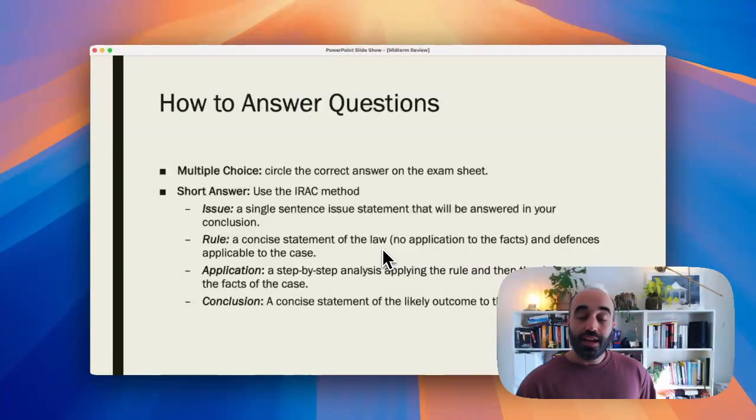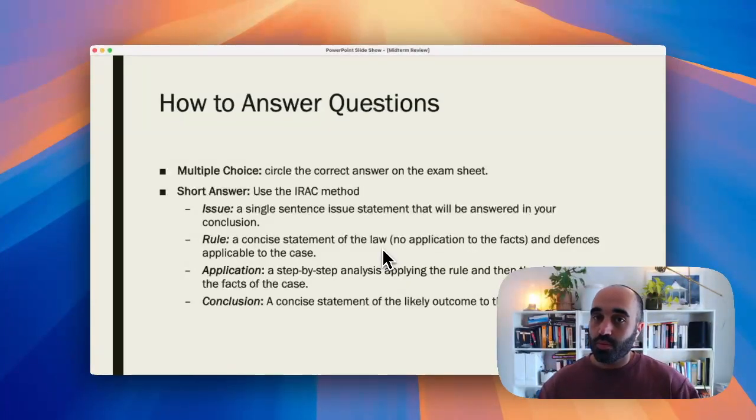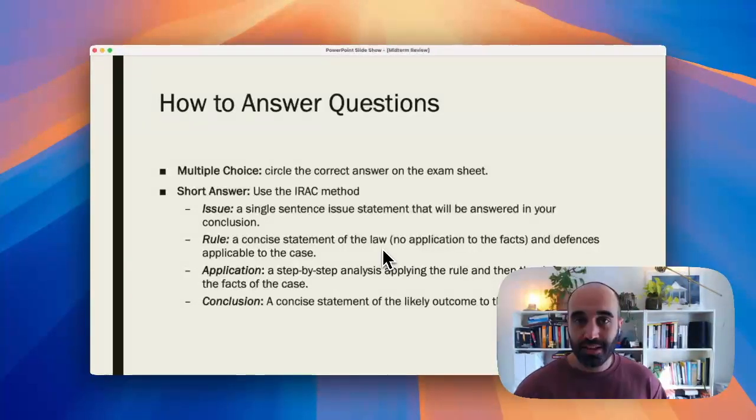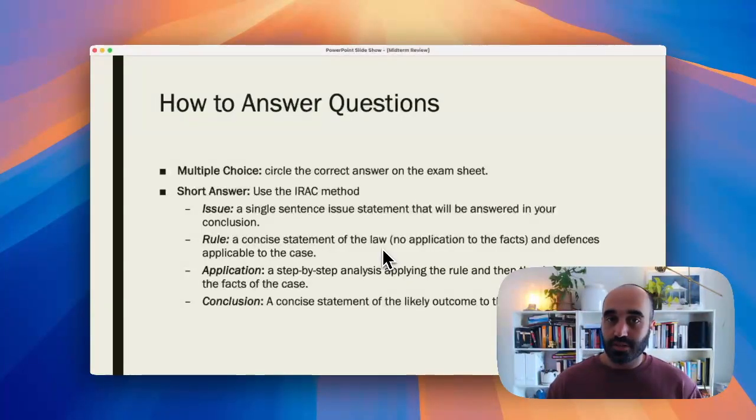The next section is application. In the application section, this is where you go step by step through the rule that you just told me, and you apply it to the facts of the case. We'll talk about how to do this effectively so that you get full grades, but this is the standard structure that you should be following. Lastly, you conclude. Like I said, your conclusion should just simply answer the question.